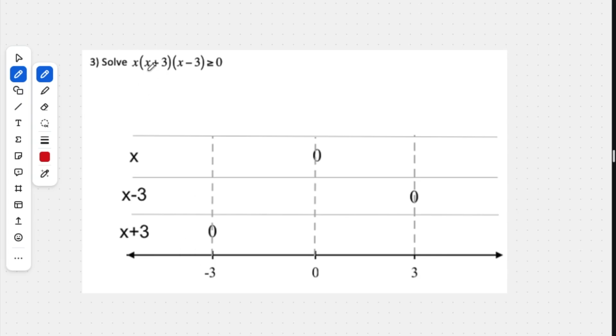So same first step. We have this, we're going to find our zeros. -3 is one of our zeros, 0 is one of our zeros, and 3 is one of our zeros. So I'll just kind of set that up on my number line. And these are just showing I have a factor of x, and it's 0. Doesn't really look like a 0 for some reason, but its 0 is right there. -3 goes with x plus 3, and 3 goes with x minus 3.